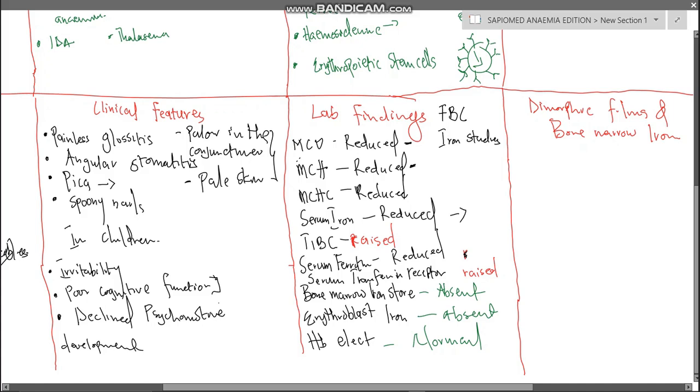Then serum ferritin is reduced. Serum ferritin is actually the stored form of iron. So once there's a decrease in the stored form of iron, it means there's a deficiency in iron. Because if there is a lot of iron, there is going to be a lot of storage. Then we have the serum transferrin receptor raised. Right now we have less iron, so what is the body's compensatory mechanism? It is to increase the number of iron receptors, transferrin receptors.